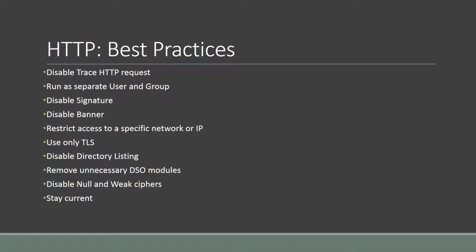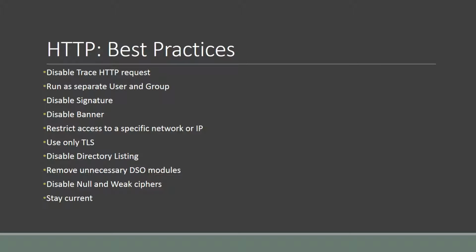6. Use only TLS. You need to disable SSL version 2 and SSL version 3 because they suffer from many flaws. 7. Disable directory listing. You need to set the value of option directive to none or indexes. This will prevent clients from seeing all subdirectories in the browser.